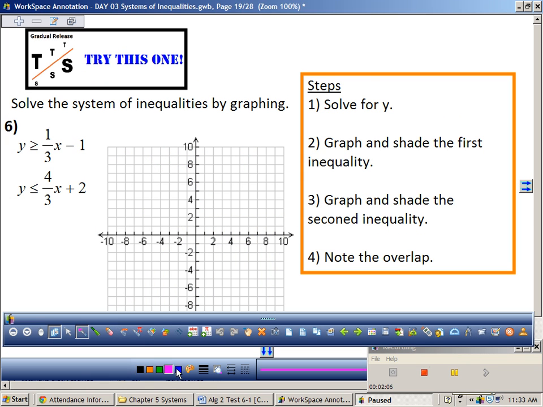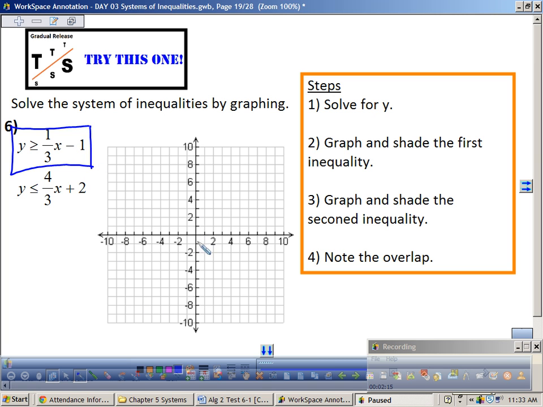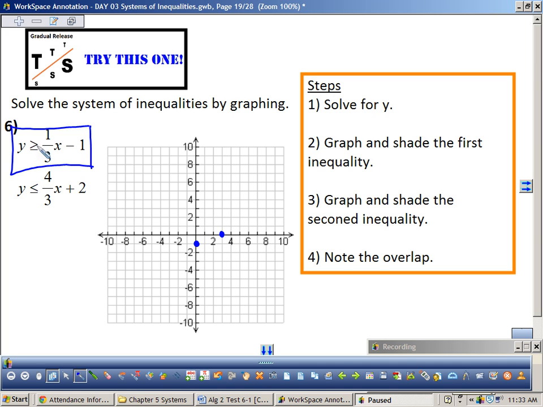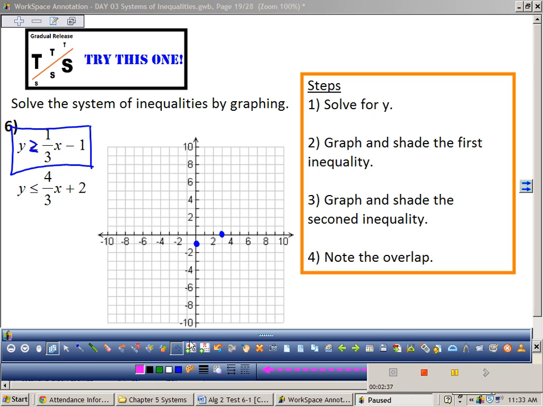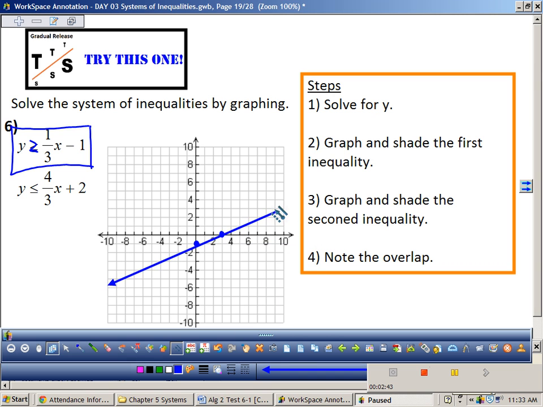Okay, so let's graph this system of inequalities. I'm going to begin with this inequality right here. We always begin with our y-intercept, so I'm going to begin at -1. My slope is 1/3, so I'm going to rise up 1 and to the right 1, 2, 3. My line is going to include the line, right? It's going to be a solid line because I've got greater than or equal to. I'm going to make sure I have a solid blue line. So here's that first line.